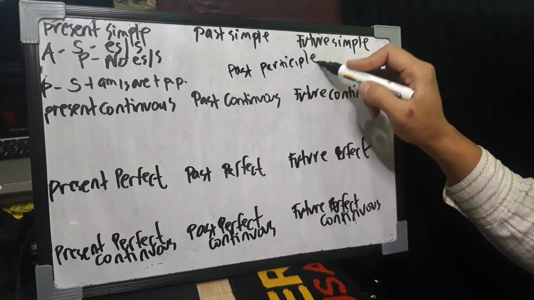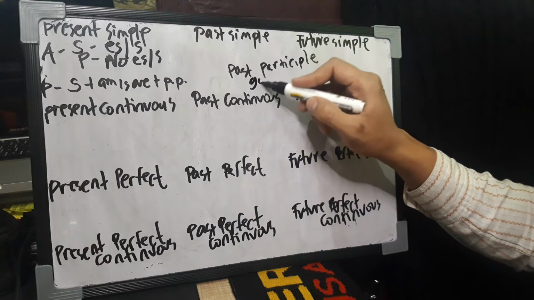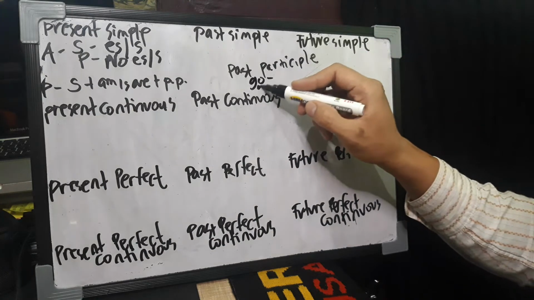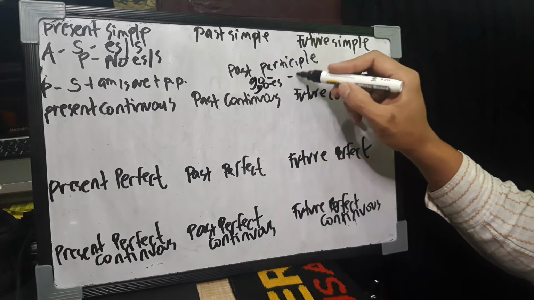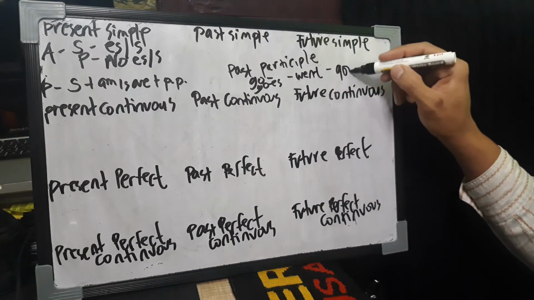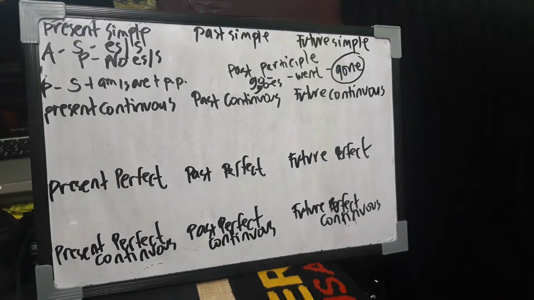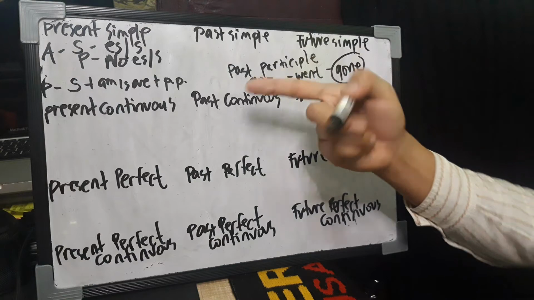Guys, when I say past participle form of the verb, let's say go is the present. Go and goes is present. What is the past tense? Went. What is the past participle? Gone. Always remember, guys, the main verb of a passive sentence is always in its past participle form.